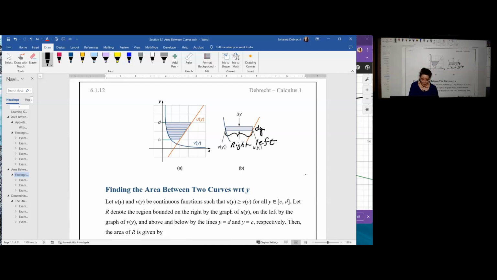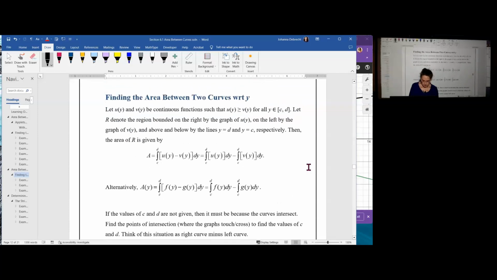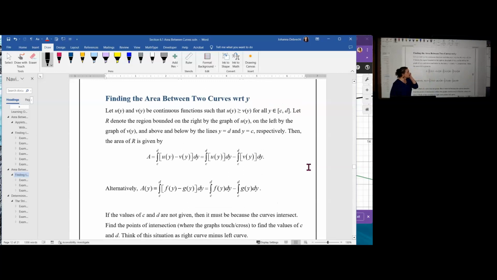Let's take a look at the formal function. In this case, to find the area between two curves with respect to the dependent variable y, we write it so that we have one curve on the right, u of y, and one curve on the left, v of y. And we integrate from c to d. We subtract the left curve from the right curve. It is the same as finding the net area between the curve u and the y-axis and subtracting the area between the curve of v and the y-axis, the net area.